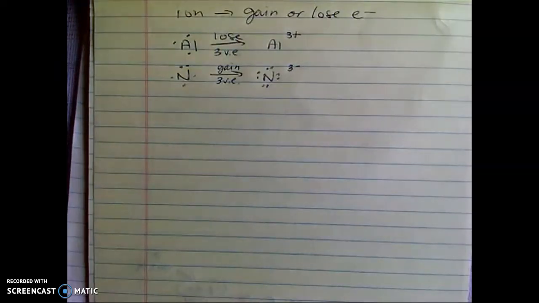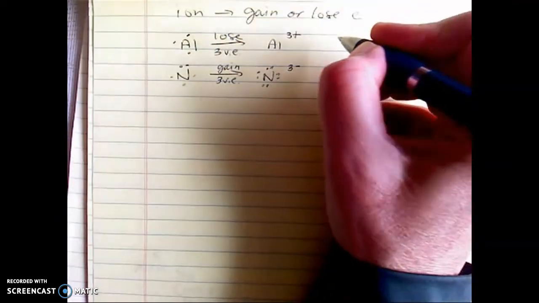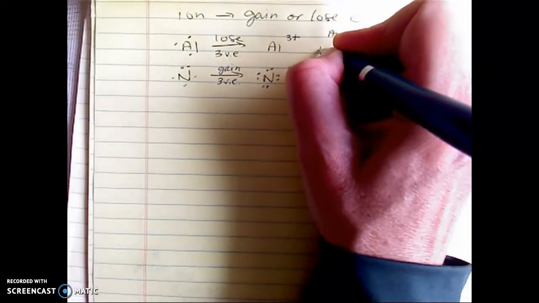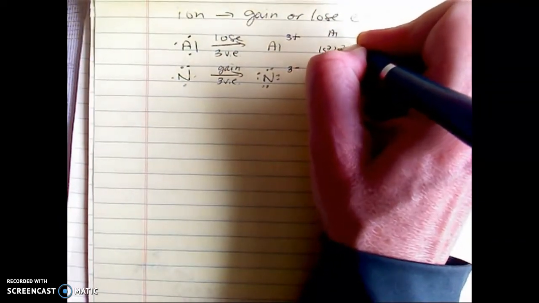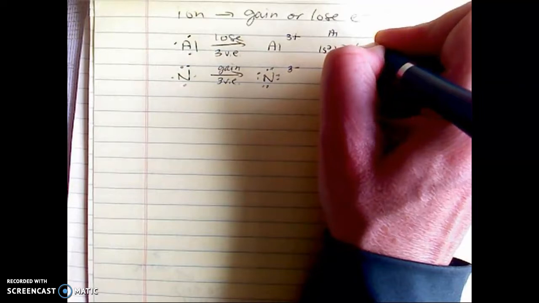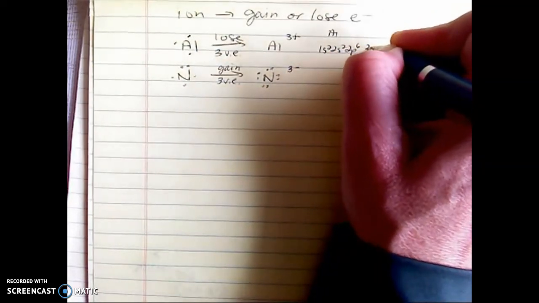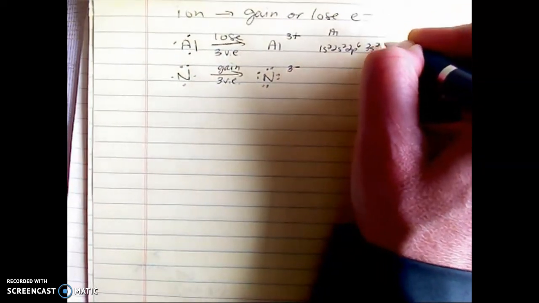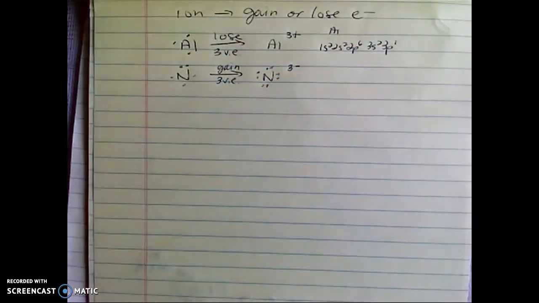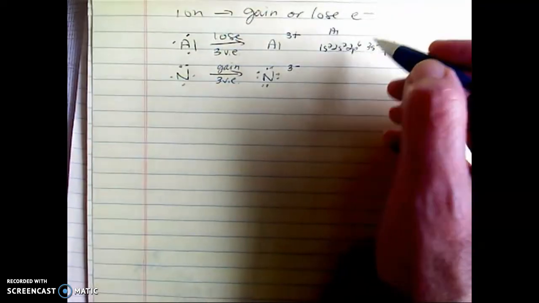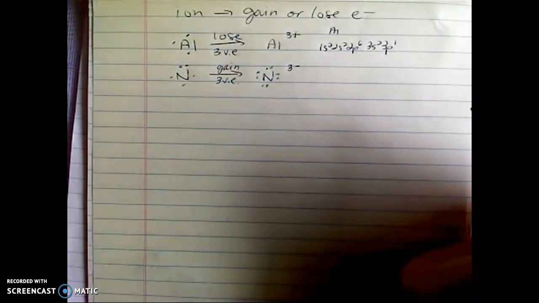All right. Now, if we were to look at these electron configurations, if we look at aluminum, that would be 1s2, 2s2, 2p6, 3s2, and then 3p1. Now remember, aluminum wants to lose 3. So what's going to happen?